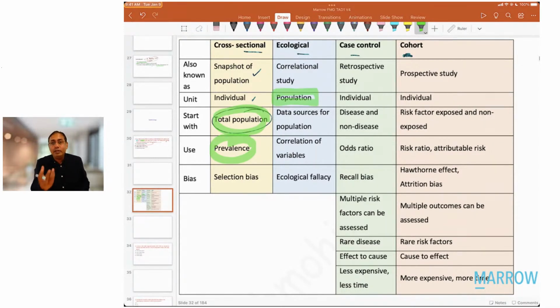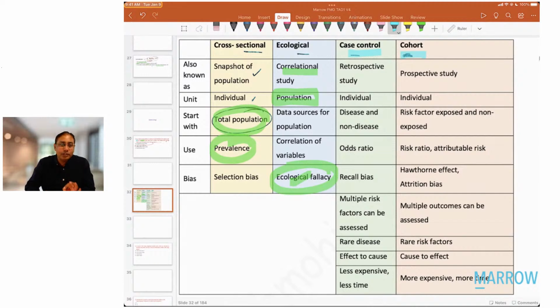In an ecological study the unit is population, and what do you do in an ecological study? You correlate the variables. It is also called a correlational study. A special bias comes in here, which has also been asked quite a lot. What is ecological fallacy? Coming over to the favorite MCQs from case control and cohort, salient points you would like to remember for case control.